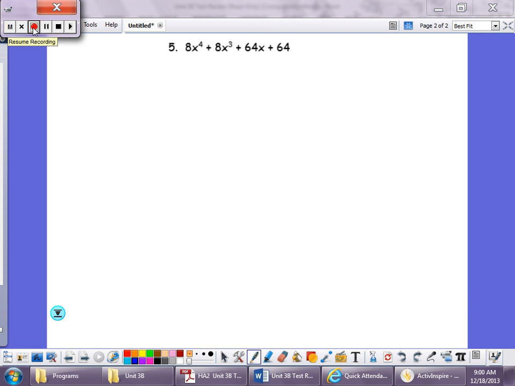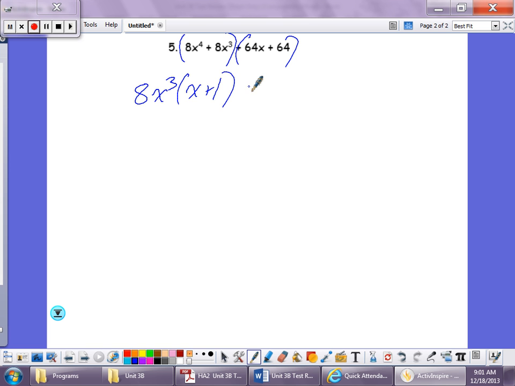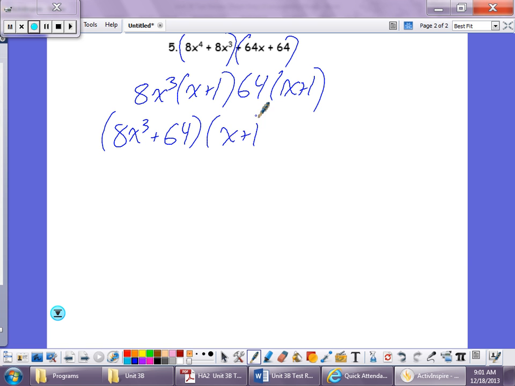So for number 5, it asks us to factor. We have 4 terms. So what can we do when we have 4 terms? Grouping. Right. So I can take an 8x cubed out of the first term, and I'm left with x plus 1. Take out a 64. I'm left with x plus 1. All right, so from here, you would get 8x cubed plus 64 and x plus 1.